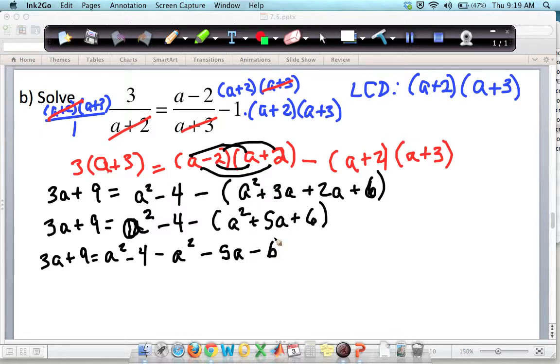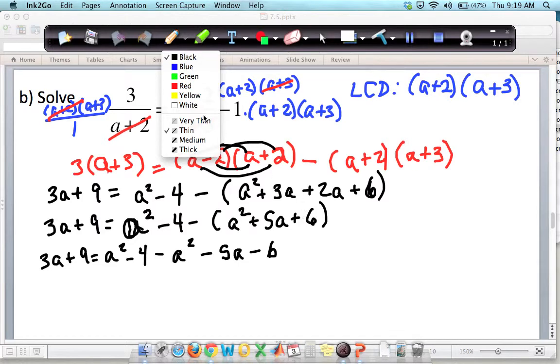Now you look at our like terms on the right-hand side, and we have both an a squared and a negative a squared. Just change this so that we can cancel this a squared and this negative a squared.